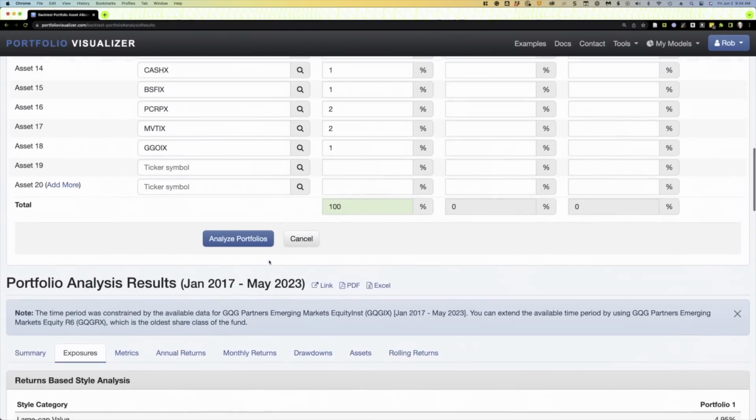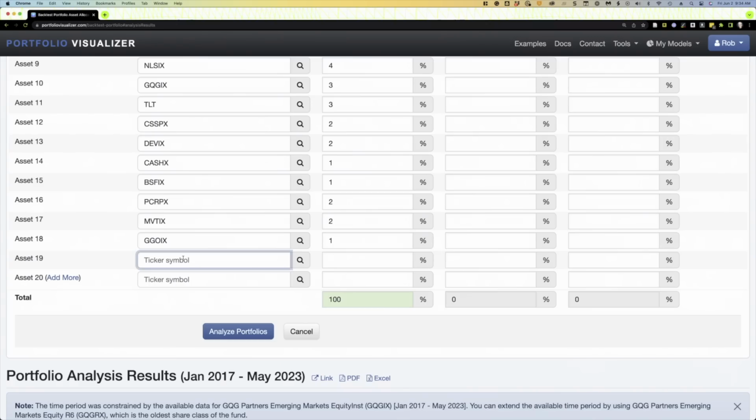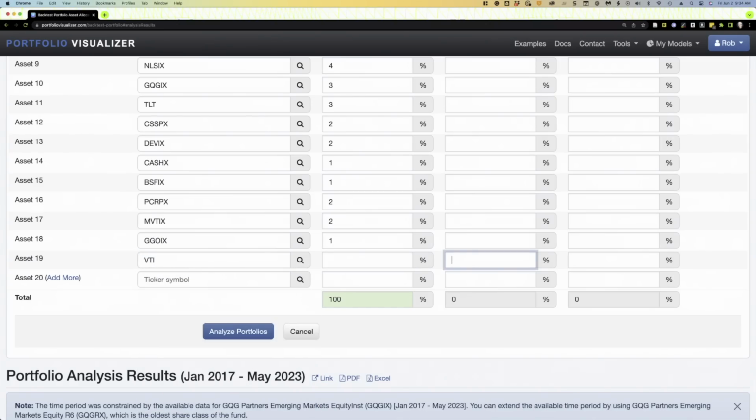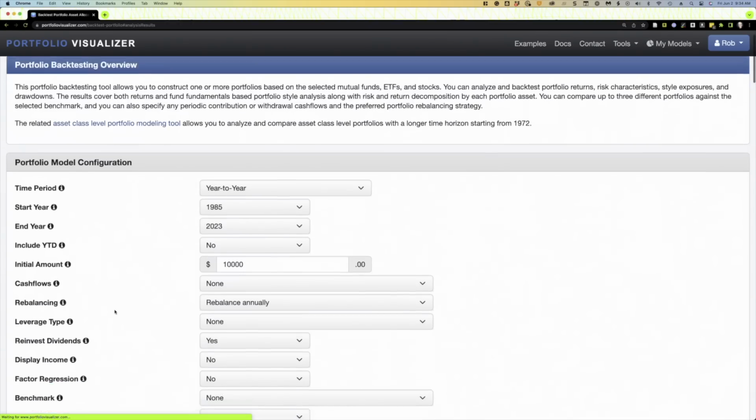So we can just do a rough comparison. We'll use VTI for stocks. Since 43 was in bonds, that tells us that 67, is that right? Nope. 57% would be in stocks. And we can use BND for bonds, just again to get a rough idea. So there we are. So how would this complex 18-fund portfolio compare to a 2-fund portfolio, at least to start with? 57% in total U.S. market, 43% in total U.S. bond. We can analyze the portfolio.